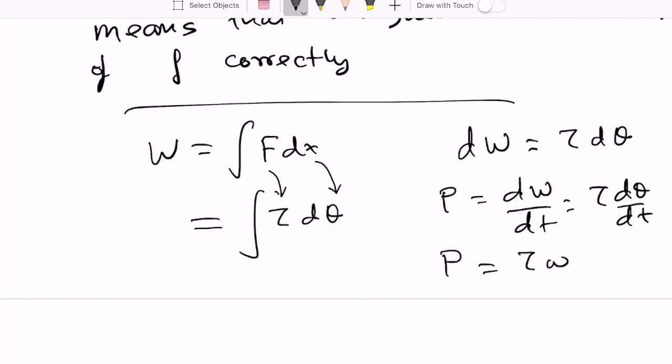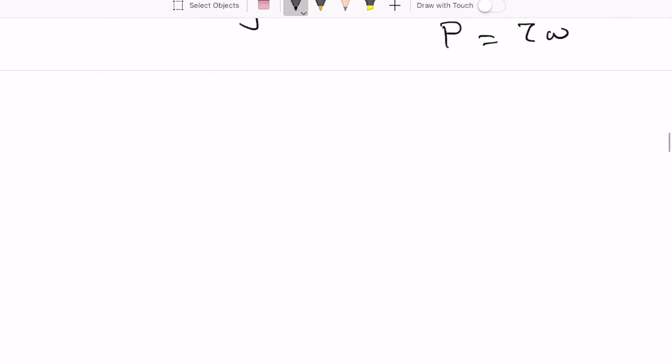Okay, I have a plug and chug problem on slide 30, and that pretty much concludes our discussion of Newton's second law in rotational form.